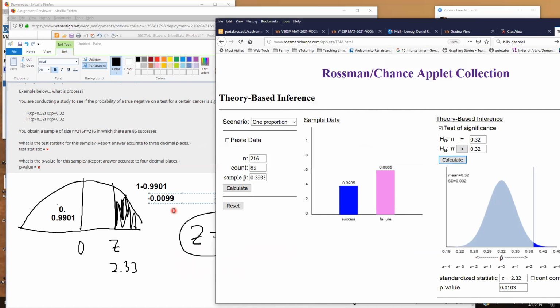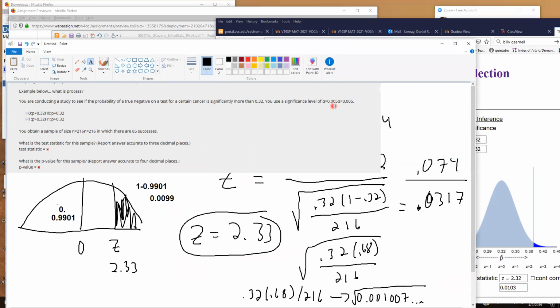That means to do this by hand, this is a whole lot less than 5%. What is the level of significance? Yeah, 5%. So whether I use that p-value or this p-value, I'm going to reject H0.